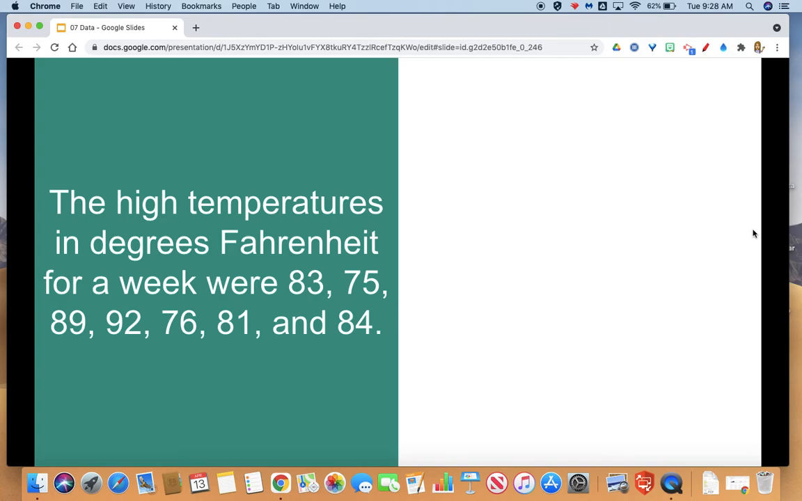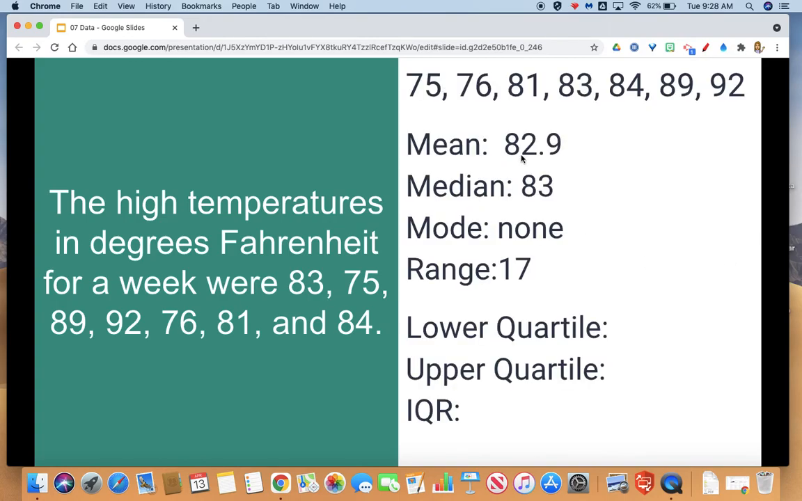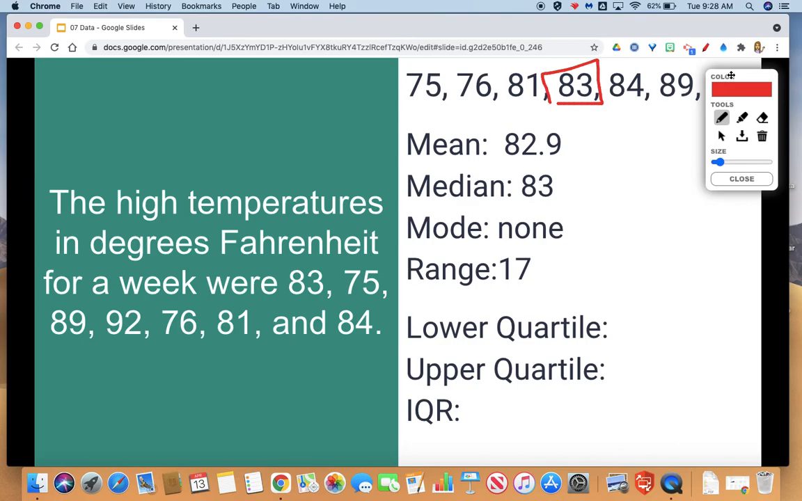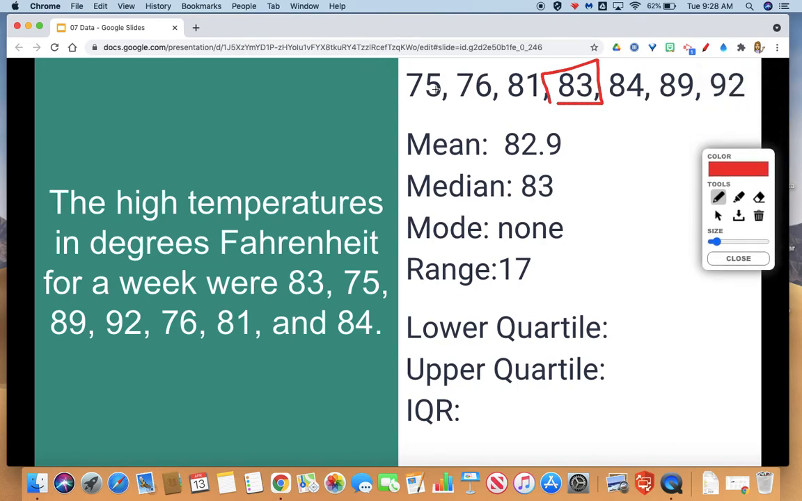All right, you guys, let's go through those answers. So your mean was 82.9, your median was 83, should have come down to one number in the center. Your mode was none, your range was 17. Let's look at that lower and upper quartile. One thing to note, maybe you didn't get these correct, so let's talk about it. We came down to just 83 in the center. Notice I put a box around it.